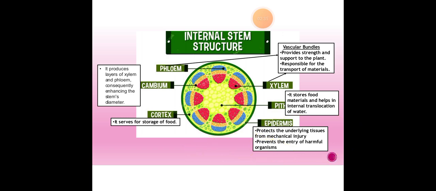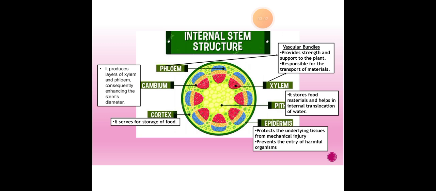Secondly, let's go through the cortex. What is a cortex? These green parts near the boxes of phloem and xylem serve as storage for food. The food that is prepared is stored in it. So its function is to store the food.